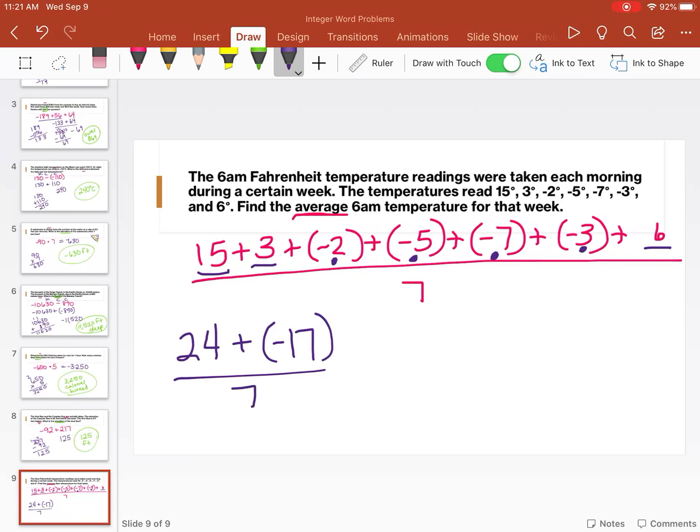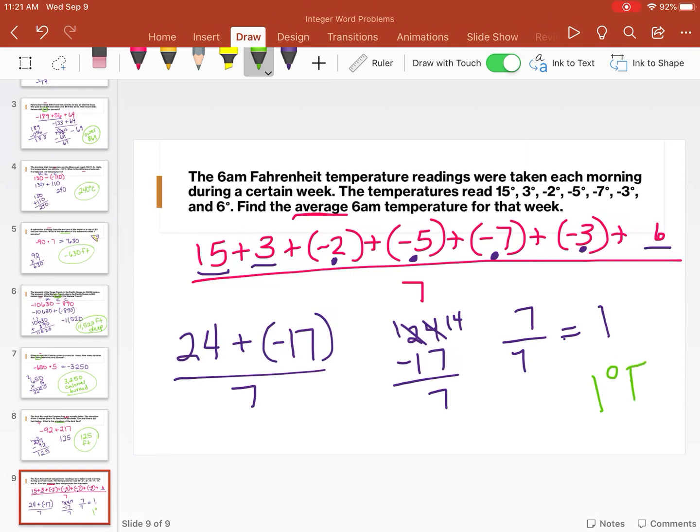So I just kind of simplified it a little bit. Now I can do 24 plus -17. That's a little easier than my brain having to go back and forth with each number. So that is different signs, subtract. So 24 minus 17 will give me 7 left over. So I have 7 over 7. 7 divided by 7 is just 1. So again, it's a temperature. Temperature can be negative or positive. This was a positive number, so 1 degree Fahrenheit is my average. And that is it, guys.